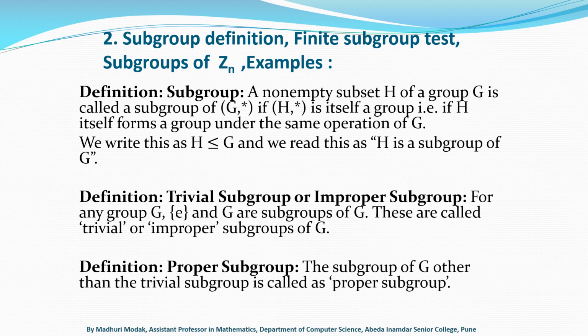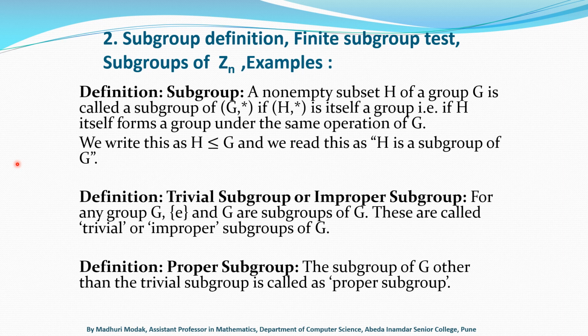See the definition. A non-empty subset H of a group (G, star) is called a subgroup of G if (H, star) is itself a group. That is, if H itself forms a group under the same operation of G. In this case, we write H ≤ G, and we read this as H is a subgroup of G.